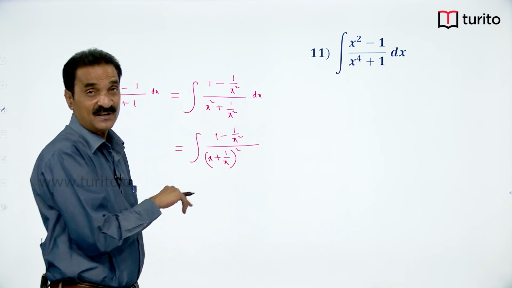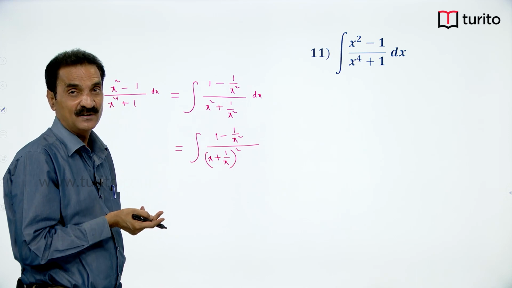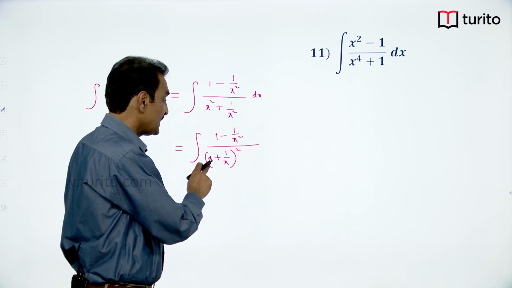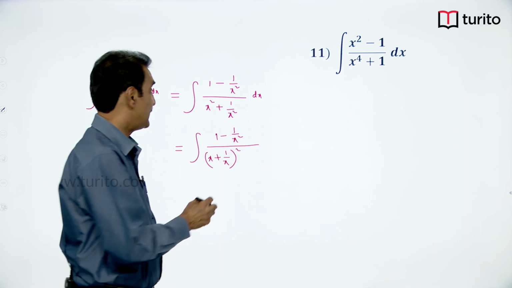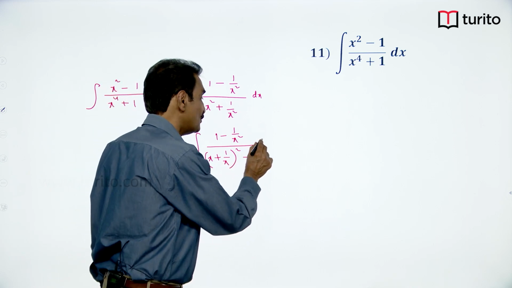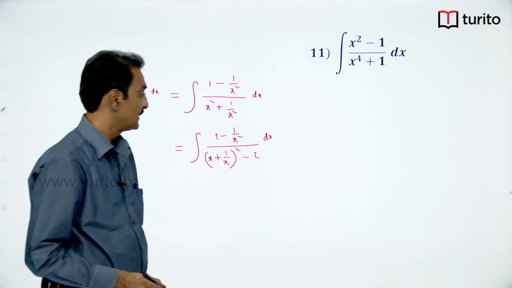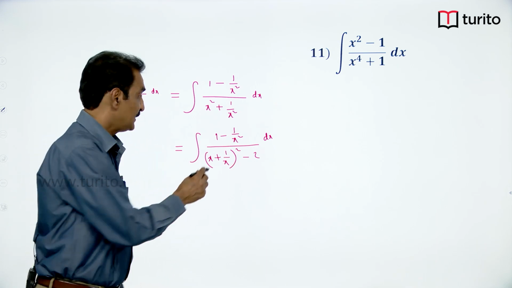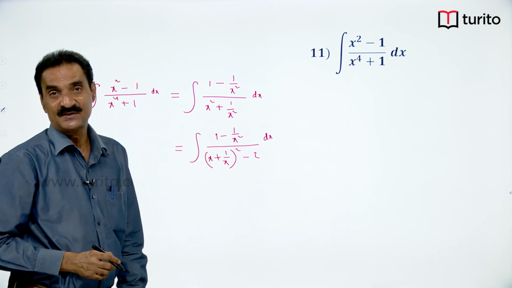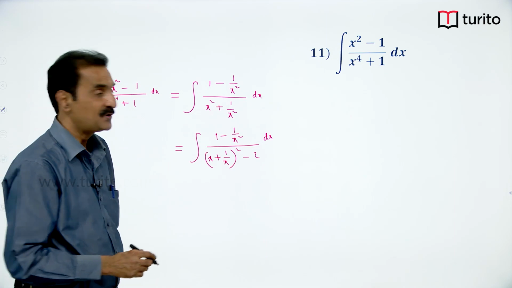a square plus b square is a plus b whole square minus 2ab. So we can write the denominator as x plus 1 by x whole square minus 2ab, which is 2. Now the numerator is the derivative of x plus 1 by x. So put x plus 1 by x equal to t.